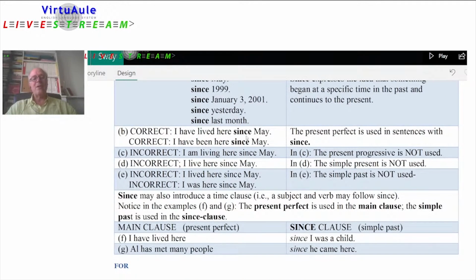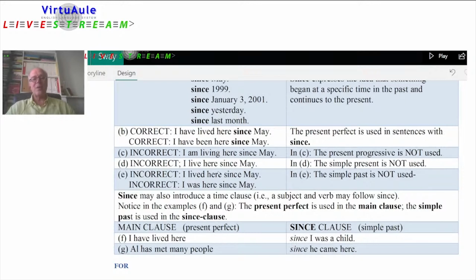Correct: I have lived here since May. Correct: I have been here since May. The present perfect is used in sentences with since. C, incorrect: I'm living here since May. In C, the present progressive is not used with since. We cannot use since with the present progressive. Incorrect: I live here since May. Wrong. The simple present is not used with since.